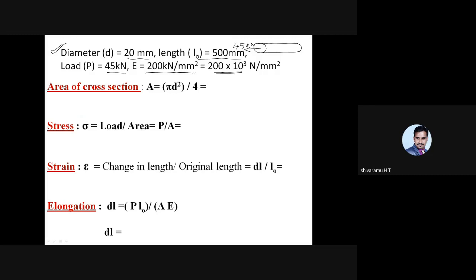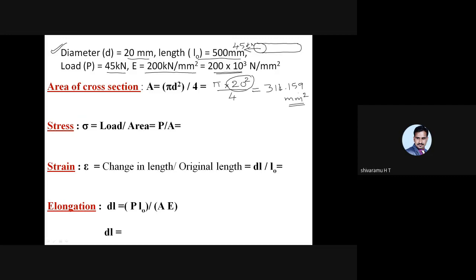Initially, we are going to compute the area of cross section. The area of cross section for a circular bar is pi d squared by 4. Given the diameter of the circular bar is 20 millimeters, so pi into 20 square by 4 is equal to 314.159 millimeter square. We have to specify the unit as millimeter square, because the diameter is given in millimeter, so d square gives millimeter square.